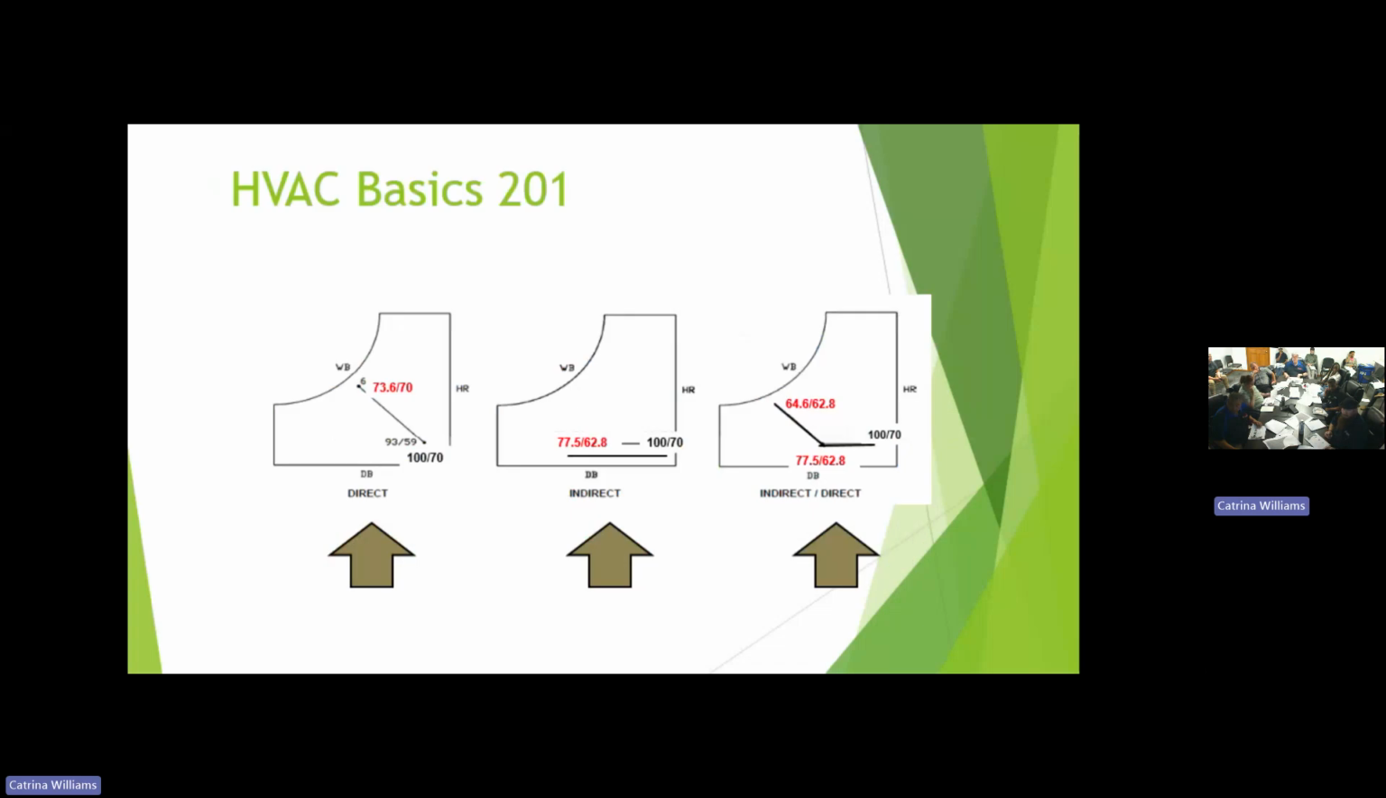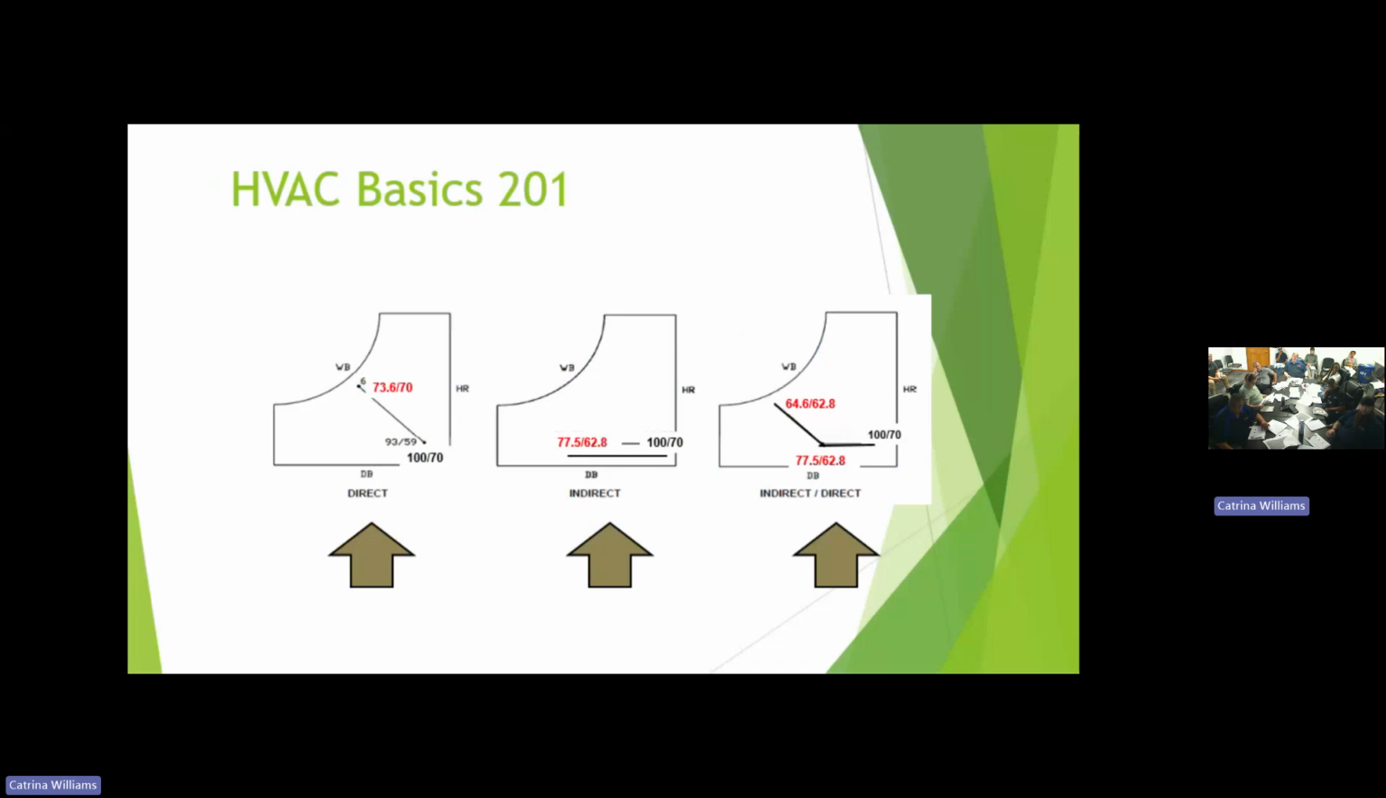And here's just a synopsis. If you take a direct section, it just goes right up the wet bulb line we talked about. So if you're at 100/70, and your leaving air was 73.6, it just goes right up the wet bulb line to your new operating or leaving air point.